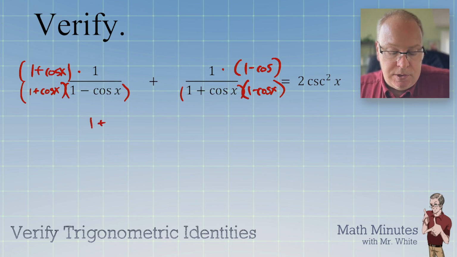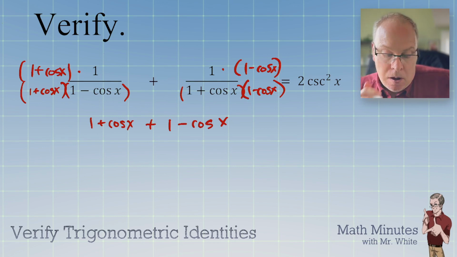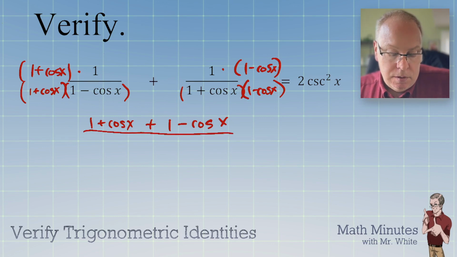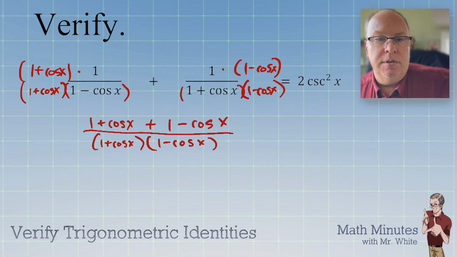So we get 1 plus cosine x plus 1 minus cosine x. Oops, I forgot my x there. That's a pet peeve of mine. Sorry about that. All over 1 plus cosine x, 1 minus cosine x. See, we had a common denominator, so we can boil it down to a single fraction.